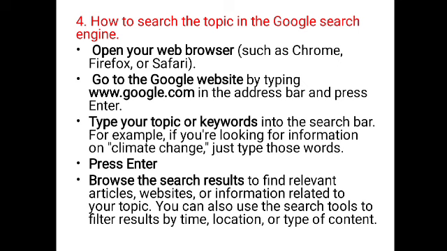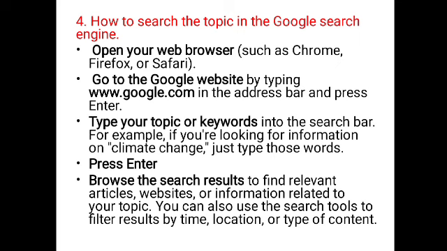First open your web browser such as Google Chrome, Firefox or Safari. Then go to the Google website by typing www.google.com in the address bar and press enter. Then type your topic or keywords into the search bar. For example, if you are looking for information on climate change, just type those words. Then press enter. Browse the search result to find relevant articles, websites, or information related to your topic. You can also use the search tools to filter results by time, location, or type of content.